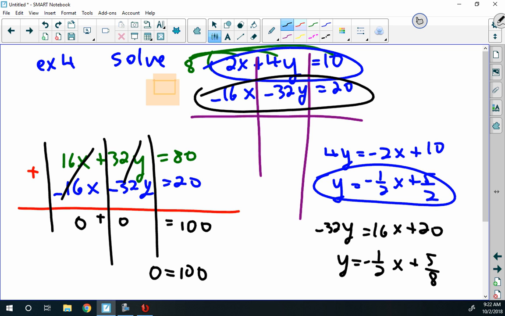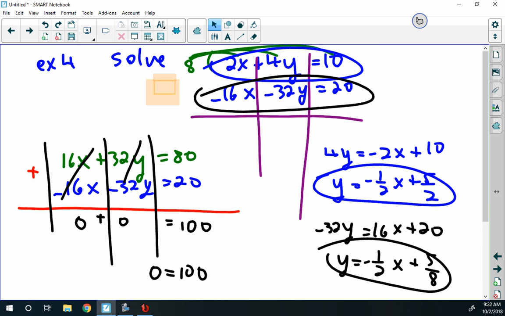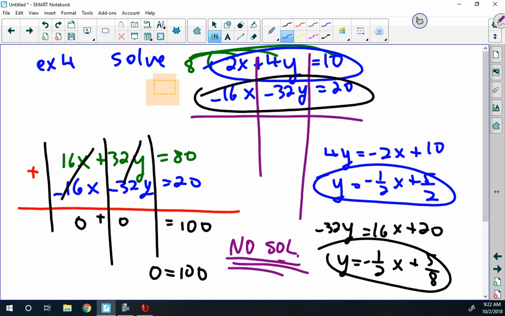What do you notice about those two equations there? Same slope. And are their y-intercepts the same or different? Different. So what's going to happen with two lines with the same slope? They're going to be parallel, and they're not going to intersect. So these won't have any answer. So the deal is this one is no solution. So that's one of your special systems.